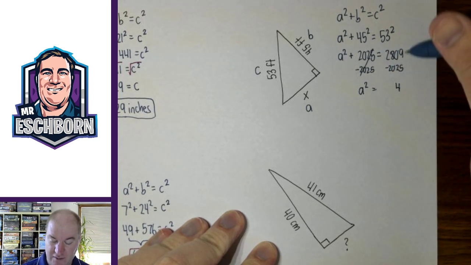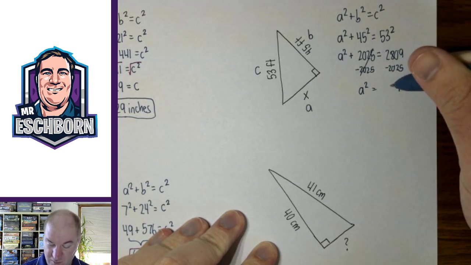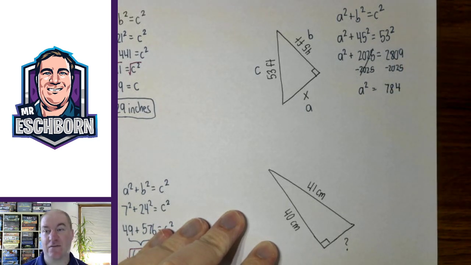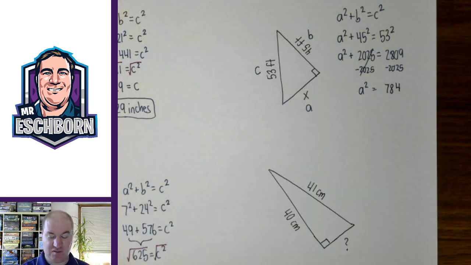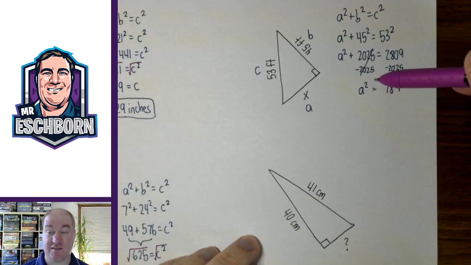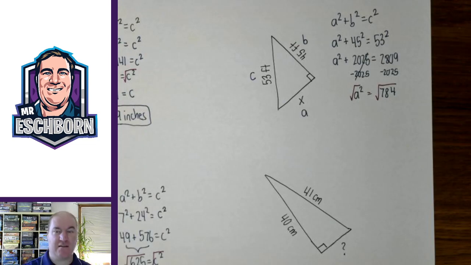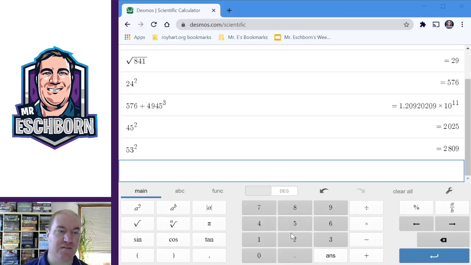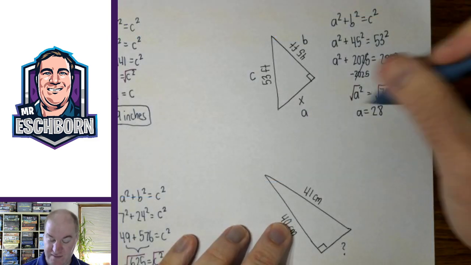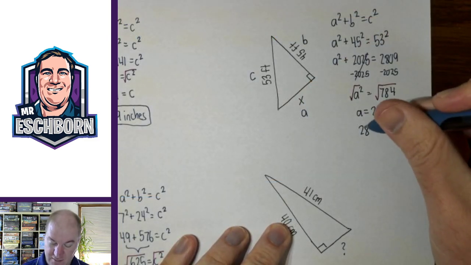And by doing that, I would get the a squared all by itself. And over here, I would get 9 minus 5 is 4, 10 minus 2 is 8, 7 minus 0 is 7, 784. Just like the last two problems, it gives us a squared. I don't want the squared there, so I'm going to square root both sides. And the square root of 784 is 28. So in this question, the missing side is 28 feet.